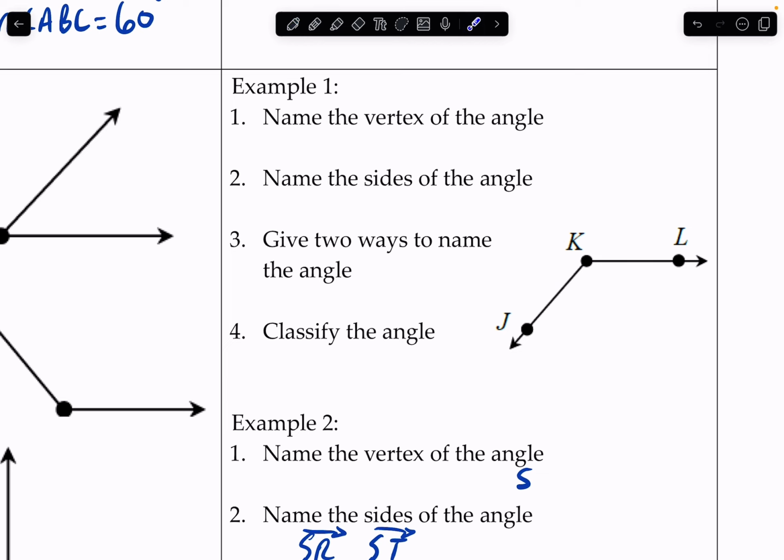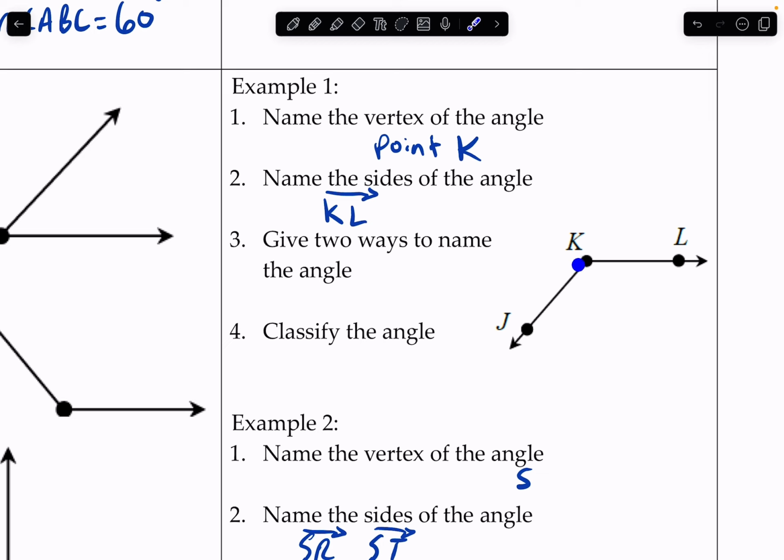The vertex is like that corner. It's where those two rays come together. So our vertex is point K. The sides of the angle are the rays that come from that. You always start the name of your ray with where it starts. So I have a ray that goes from K through L, and you can see that I put this little symbol up here. It starts at K and goes through L, and I've got one that starts at K and goes through J.